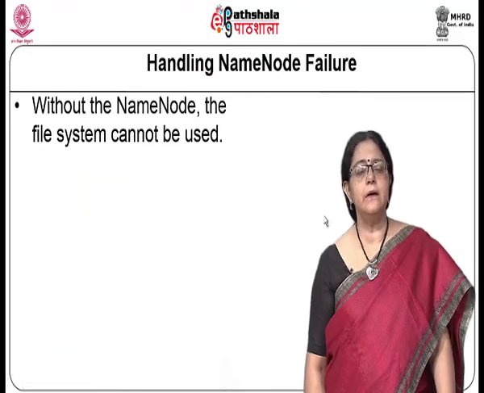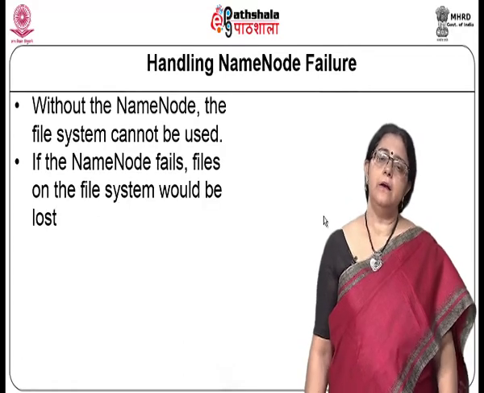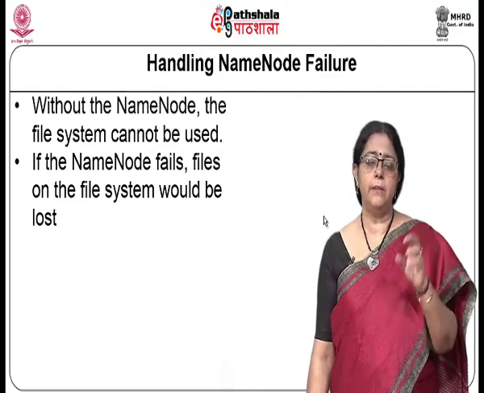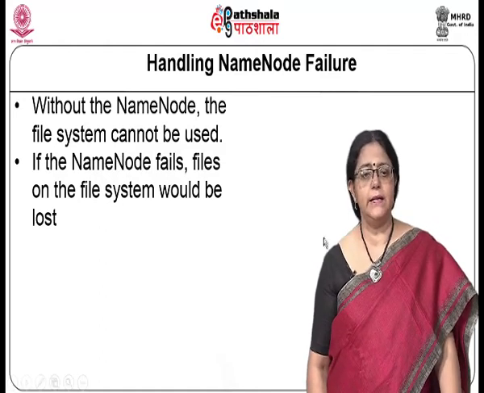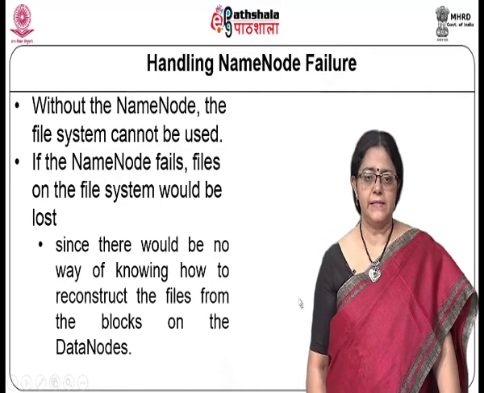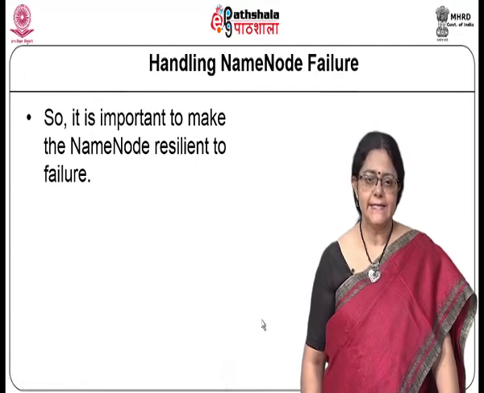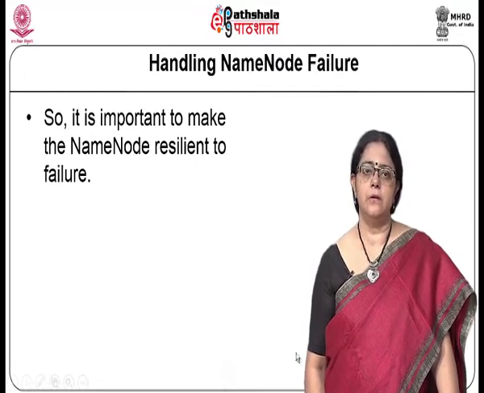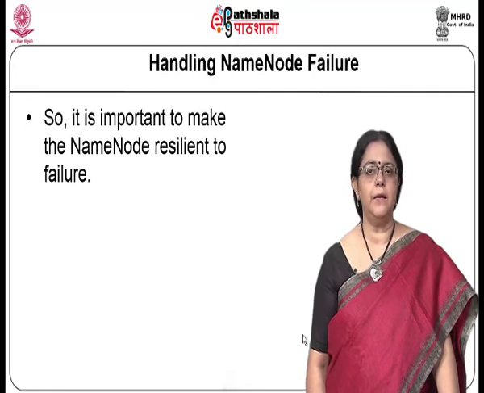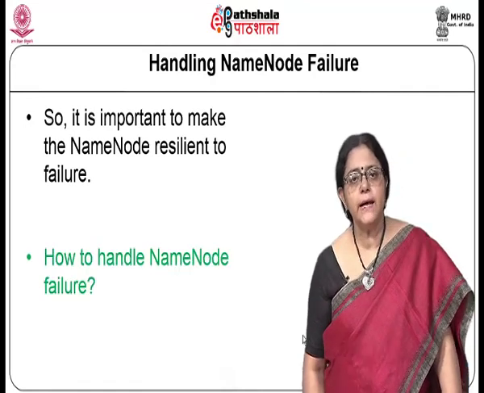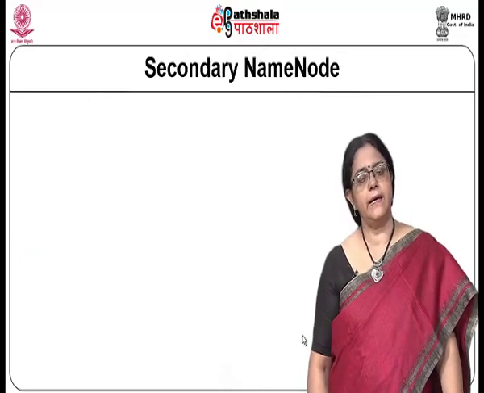In case the name node crashes, then the file system cannot be used, because all the information about the file, how many blocks, where the blocks are, in what way the blocks should be connected, would be gone if the name node fails. So, it is very important to ensure that the name node is safe. We should not allow the name node to fail, but it is also commodity hardware and it will fail. So, how do we handle name node failure? That is where our secondary name node comes in.